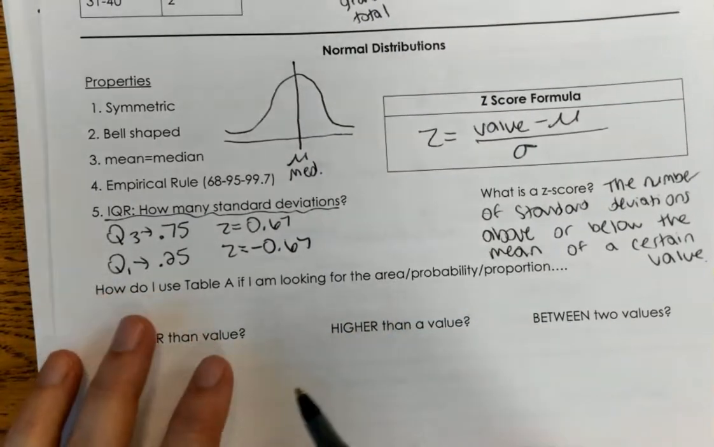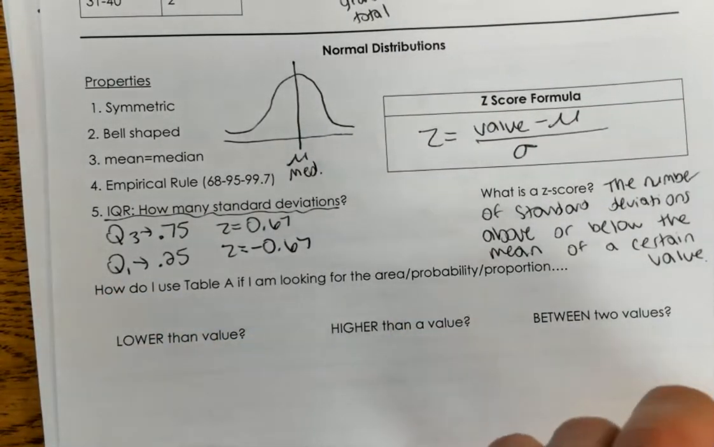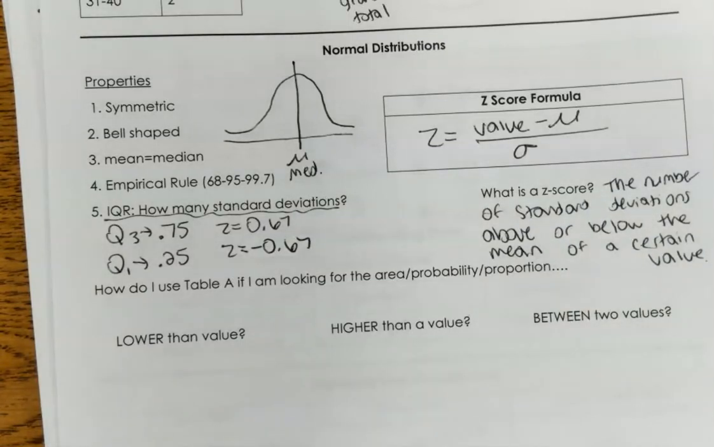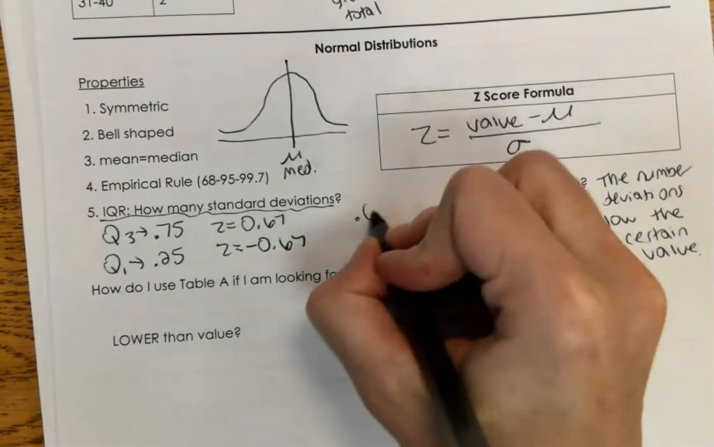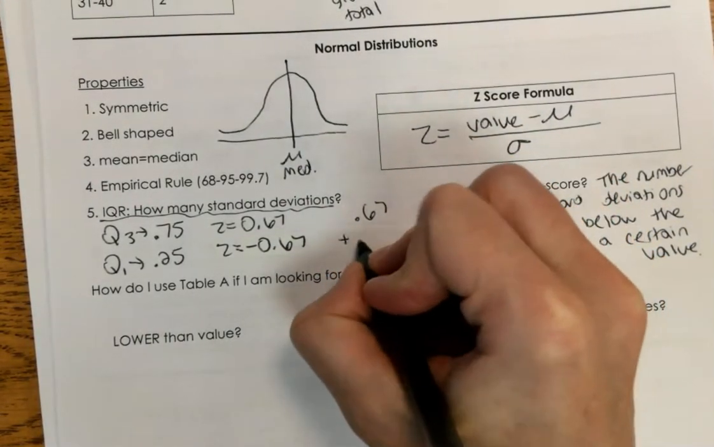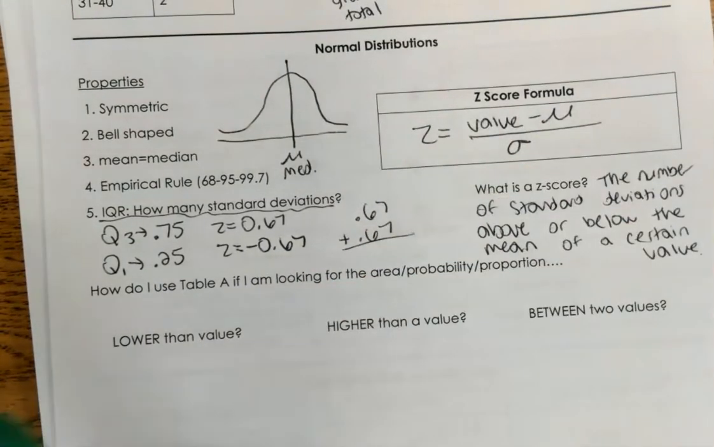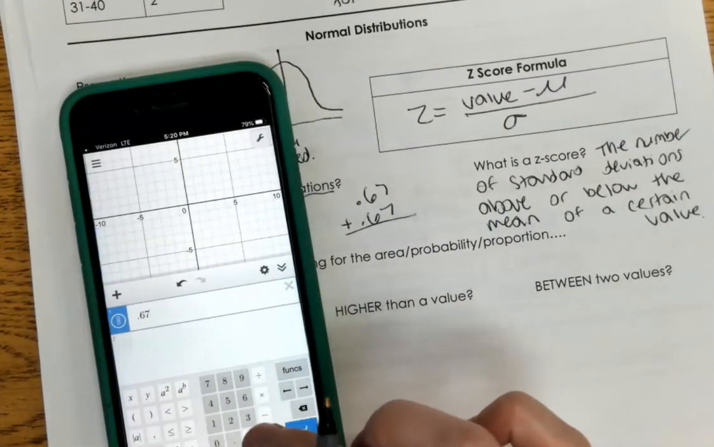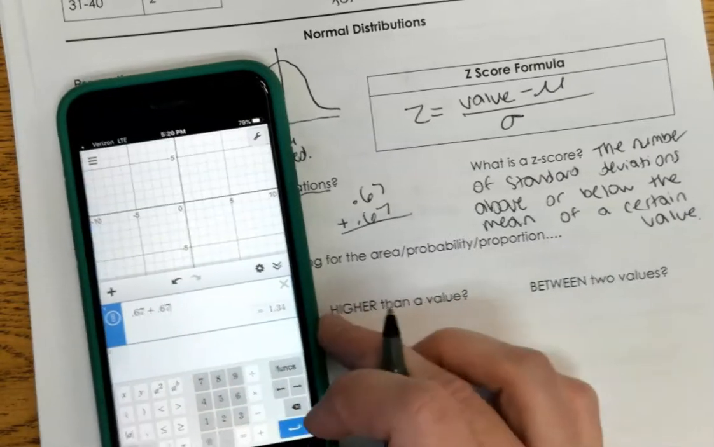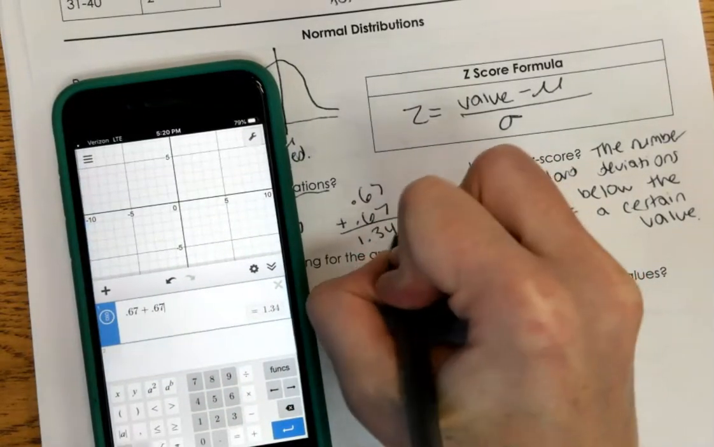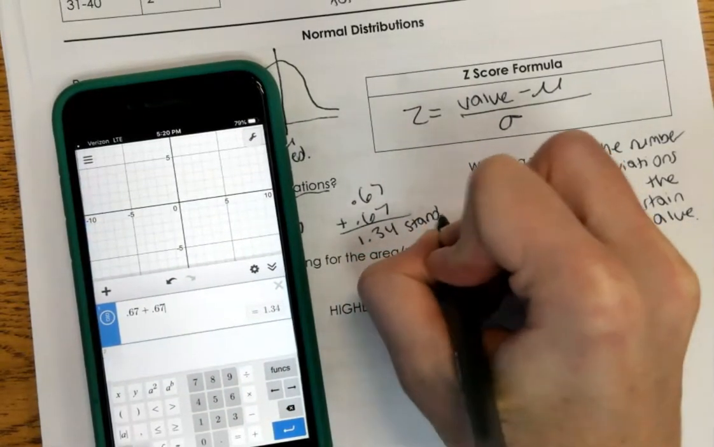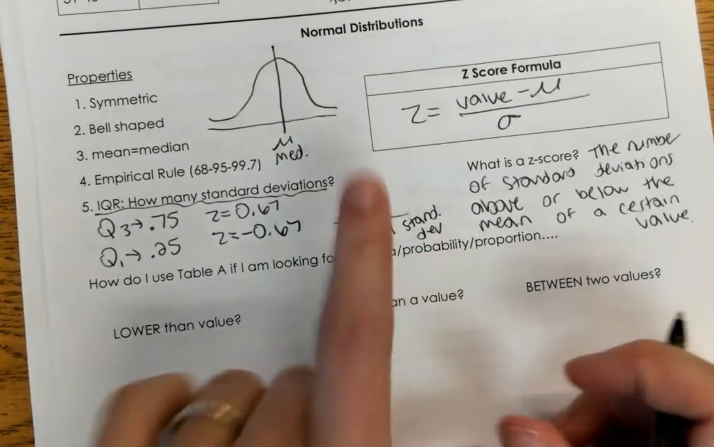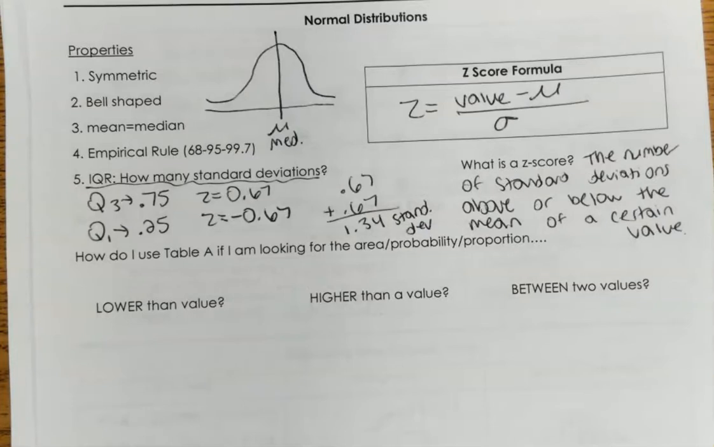So it looks like with your IQR, how many standard deviations is involved in the IQR? Well, I have 0.67 standard deviations above the mean and 0.67 standard deviations below the mean. So my IQR in total represents 1.34 standard deviations. So just keep this number close to you while you're taking the test.